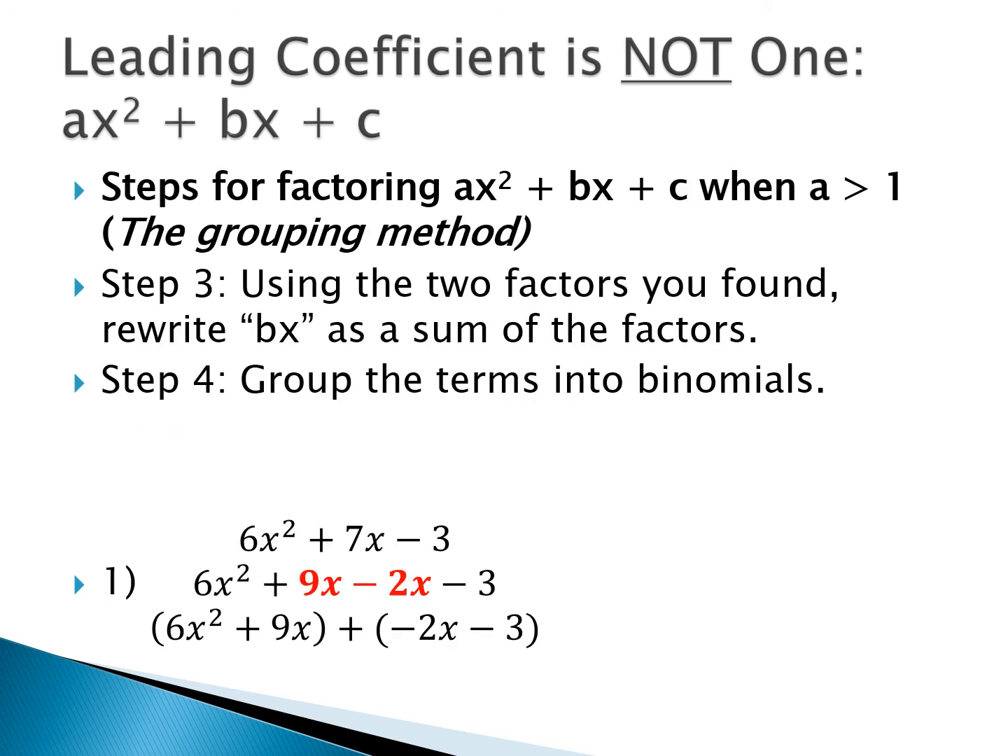Step 4 is group the terms into binomials. So really all I'm doing is just putting parentheses around the first two. You'll notice I put a plus and then parentheses around minus 2x and minus 3. You want to be careful how you put those parentheses. You don't want to change it into multiplying the two binomials. All I'm doing is grouping those two together.